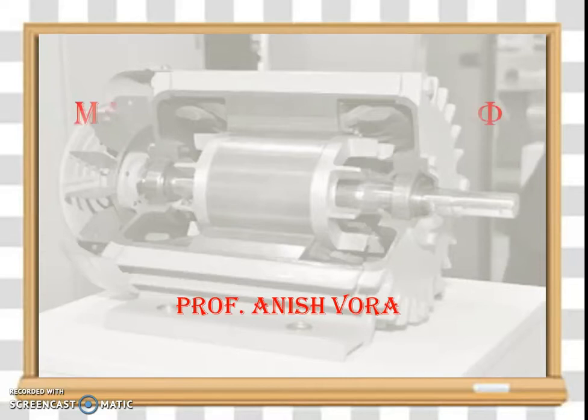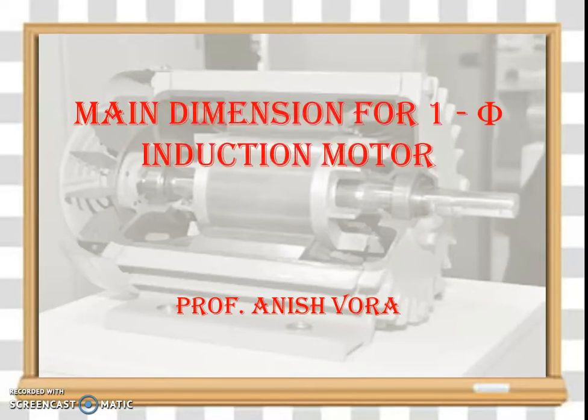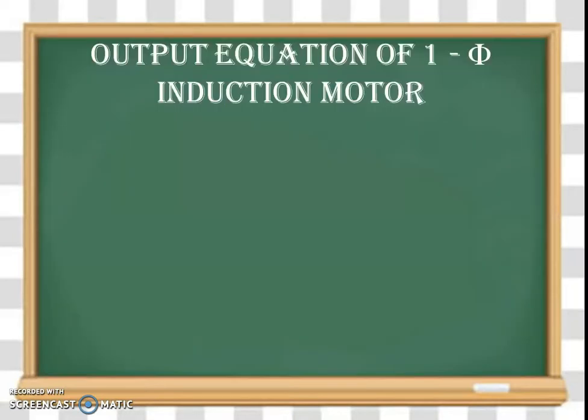In this video lecture, we will study the main dimensions for a single phase induction motor. We have derived the output equation for the single phase induction motor, and based on it we will derive the equation for the main dimensions, and see how they can be obtained from the output equation. For a single phase induction motor, the output equation is Q, the kVA rating, equal to CO multiplied by D square L and multiplied by NS.